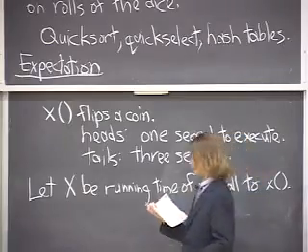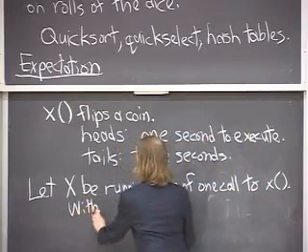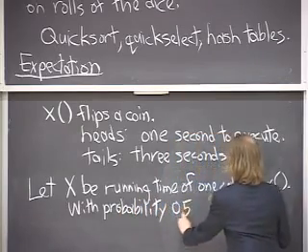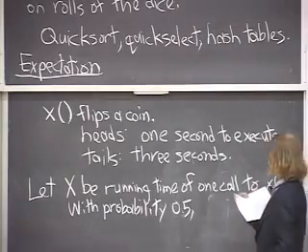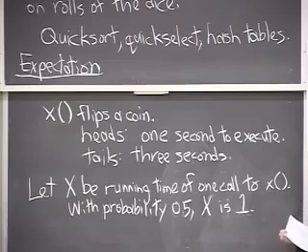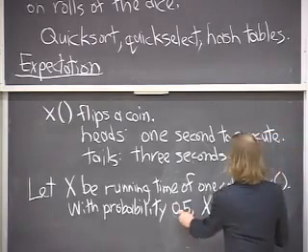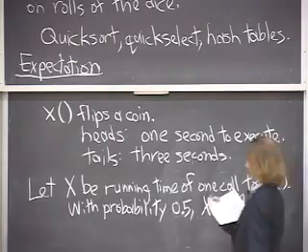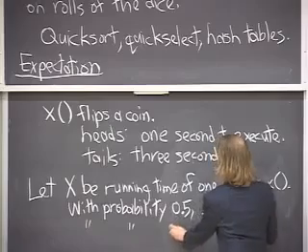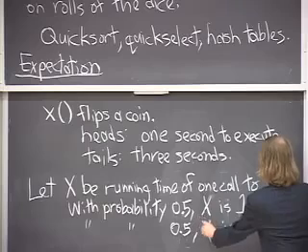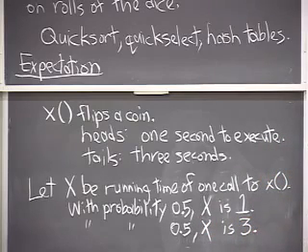The idea is that with probability 0.5, in other words, half the time, big X is 1. Half the time it takes 1 second for our routine to run. On the other hand, if we have tails, which also happens with probability 0.5, the other half of the time, then X is 3. And so again, that's why X is called a random variable.